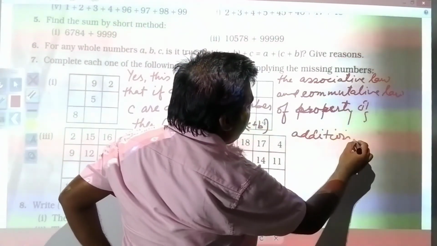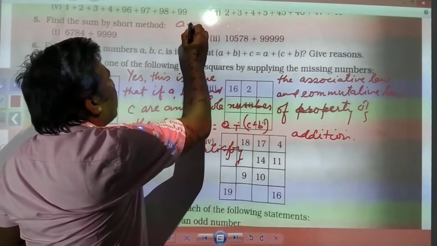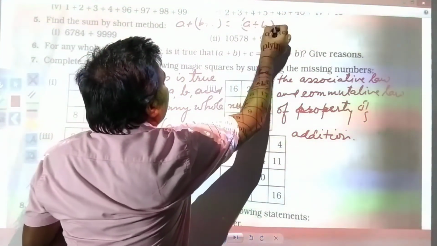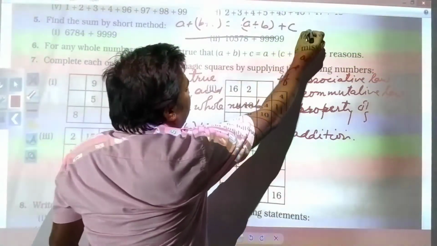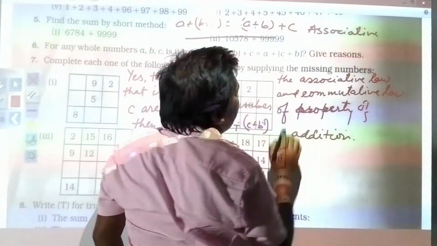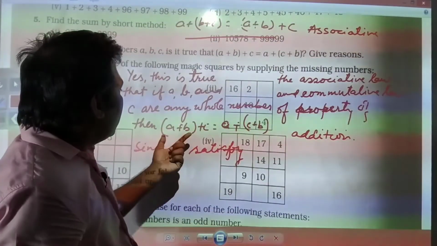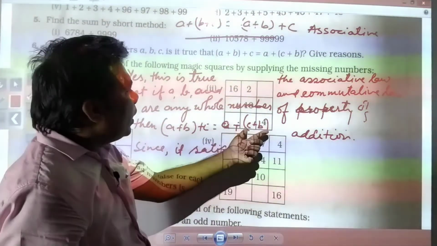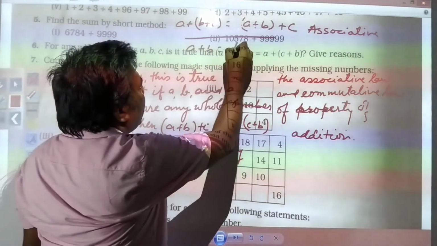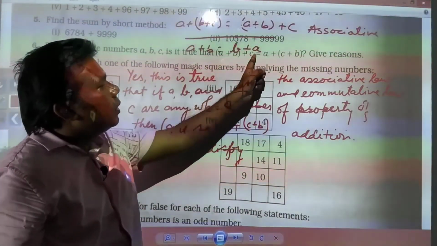Here, if you remember, in the associative law what we had: A plus B plus C can be written as A plus B plus C, grouped differently. This is the associative law. This you remember. Second, what is there? Commutative law. Here you see B plus C can be written as C plus B, or A plus B can be written as B plus A.